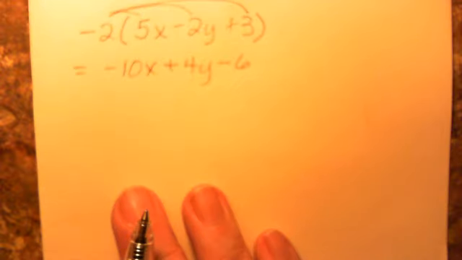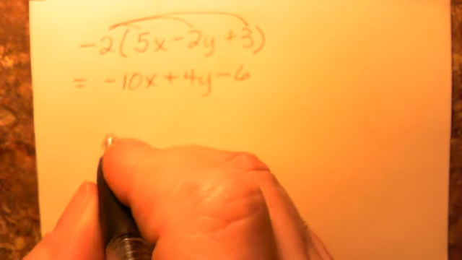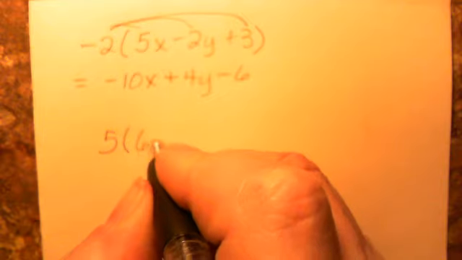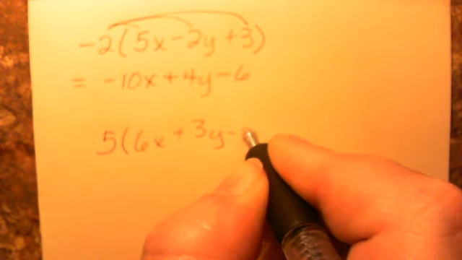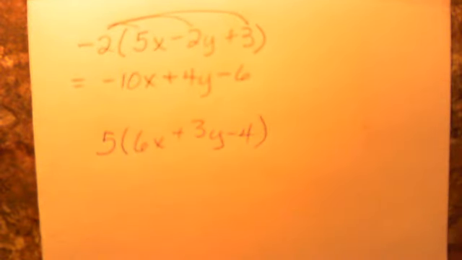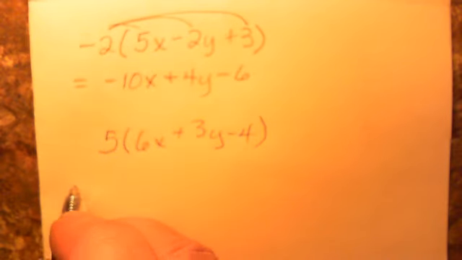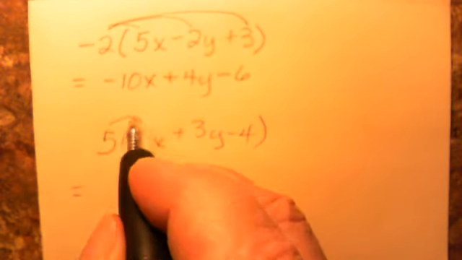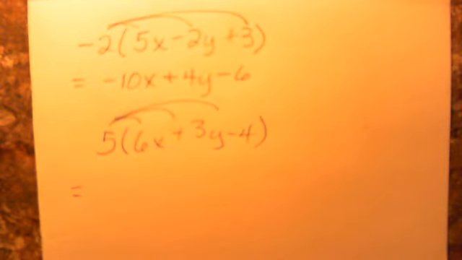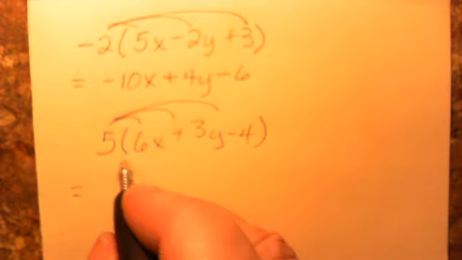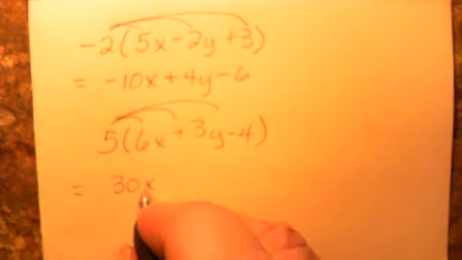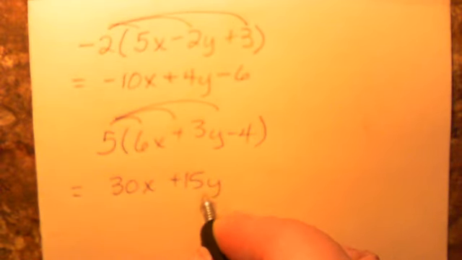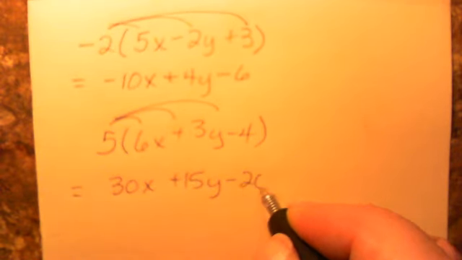Let's look at another one similar to that. We have 5 times 6x plus 3y minus 4. Alright, again, we cannot do any work in parentheses, so we're going to just distribute to remove the parentheses. This would give us 30x plus 15y minus 20.